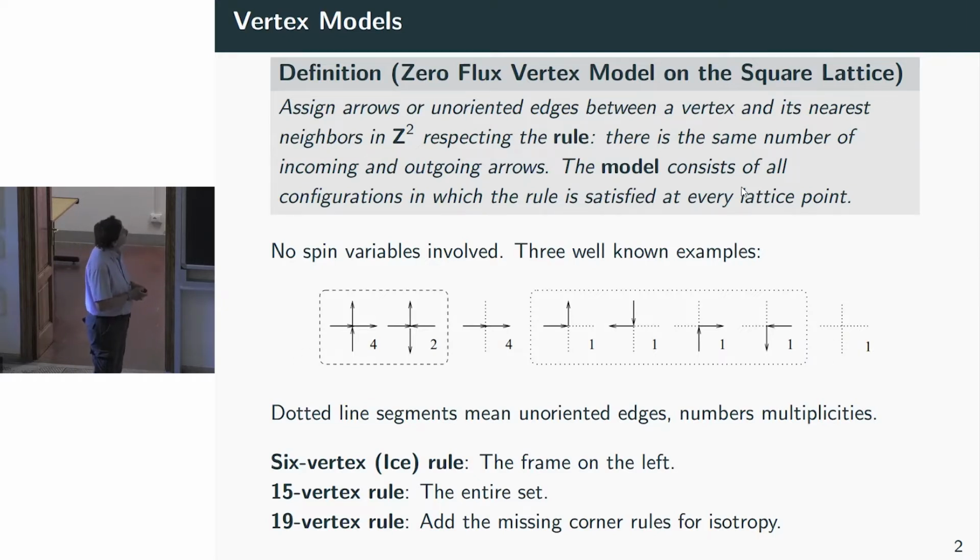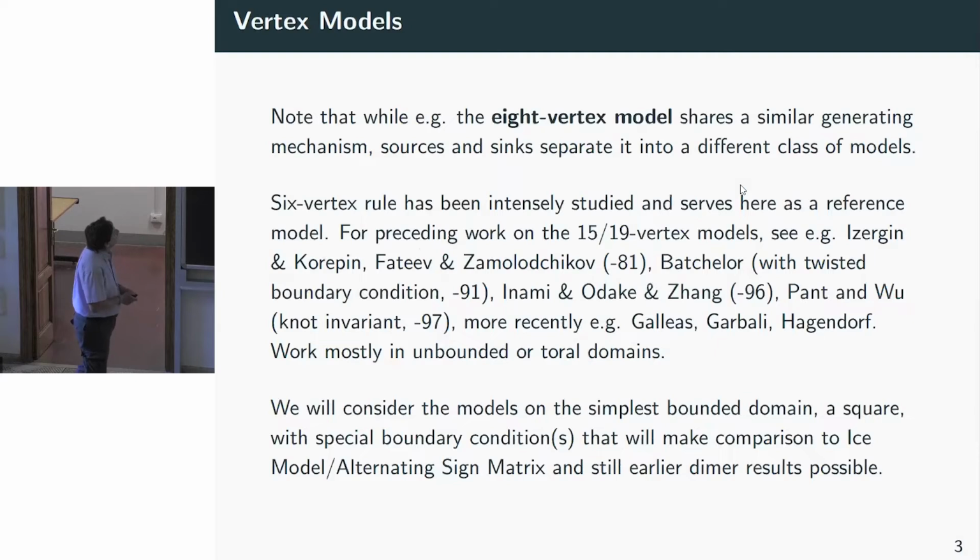And these are the 2 that I'm going to be talking about here today. Just a caveat, the 8 vertex model is also a close relative, but because it has sources and sinks, it doesn't belong to this family, so forget about that. It doesn't help you in this context. About the 15 and 18 vertex models, here are some references to the literature that has appeared over the years, including some of the fairly recent ones.